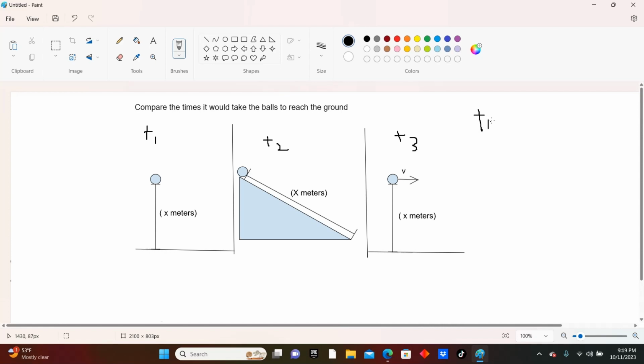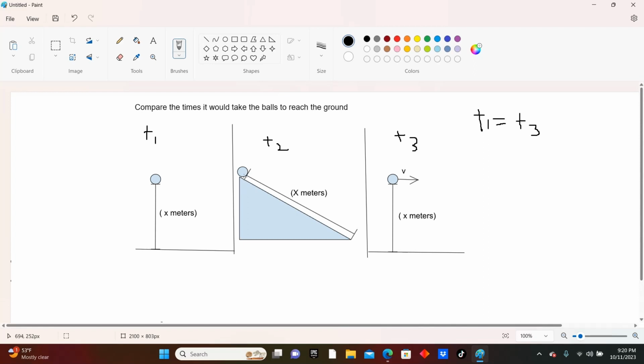So t1 equals t3. So now let's compare both of these to t2, the time it will take for scenario 2. Inclined planes function differently from your regular x and y axes. On an inclined plane, your x and y axes are rotated along the axis of the plane.